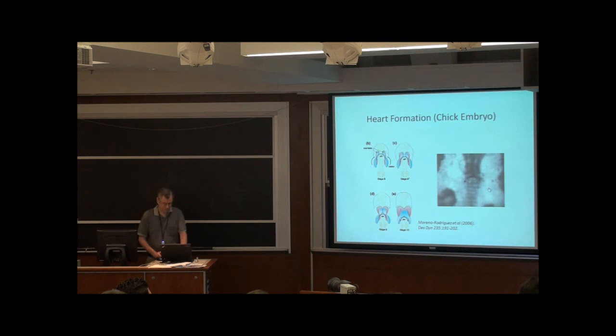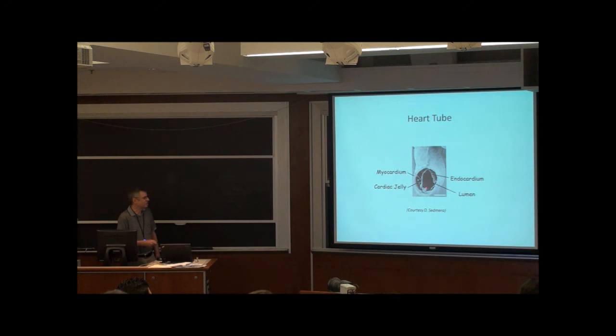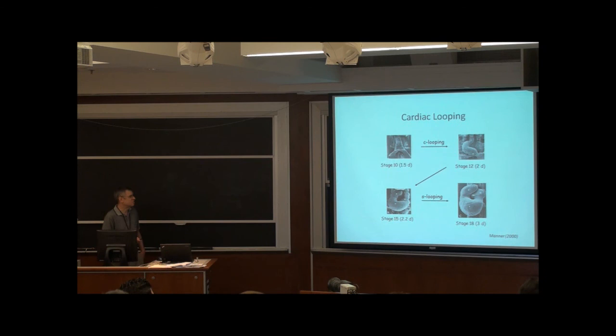At this time, the heart has three main layers. There's an inner layer of endocardium lining the lumen. There's a thick layer of cardiac jelly that's all matrix, no cells. And then there's a two-cell thick layer of myocardium, the developing heart muscle cells. Looping consists of two main phases. First, there's C-looping, where the straight tube becomes C-shaped. And then during S-looping, it continues to bend into a looped heart to form what looks like the future heart, but it's not divided yet.